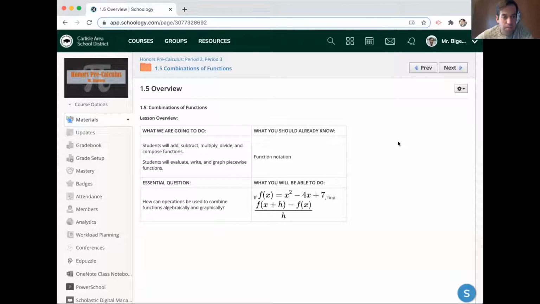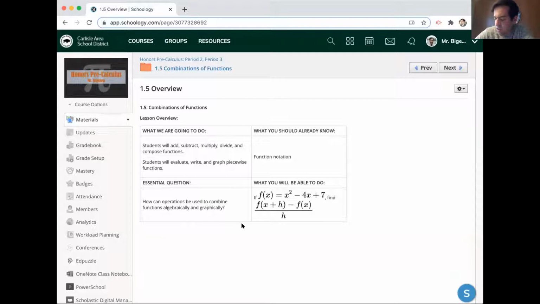In this lesson, you will be able to add, subtract, multiply, divide, and compose functions, which is when you do a function inside of another function. And you will evaluate, write, and graph piecewise functions. The essential question today is how can operations be used to combine functions algebraically and graphically?